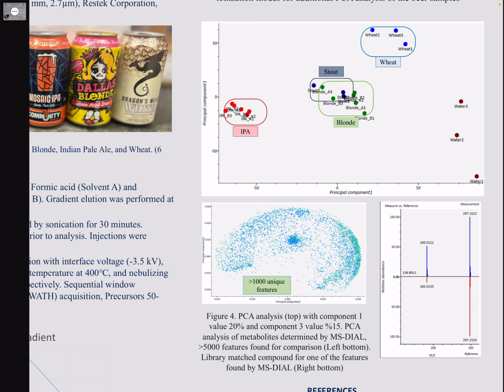We use principal component analysis after that to then bucket each of the beers to differentiate the types of beers from each other. From the principal analysis, we see wheats are very different from blondes and stouts, and IPAs are different from all three. Now, the principal component analysis was not able to subdivide stouts or blondes from each other.